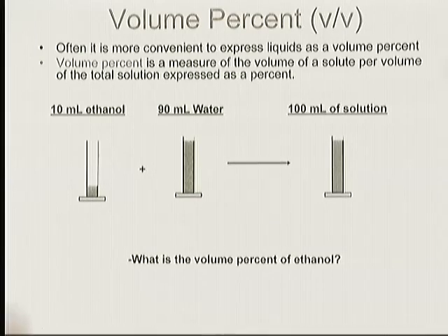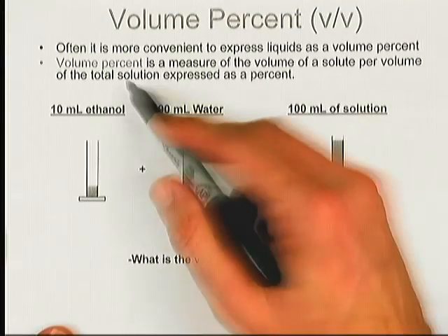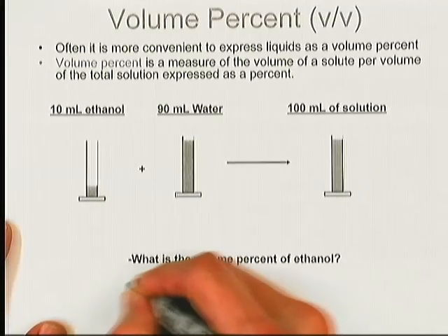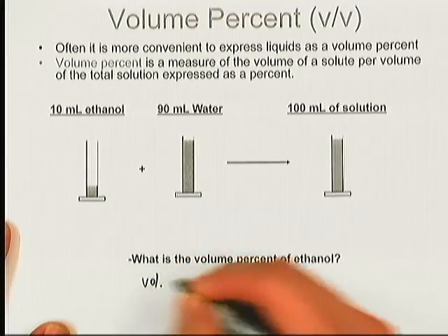So there's no reason why we can't use volume percent to discuss the concentration of liquids, which are miscible with one another. Example of where this might come up is in liquid chromatography. If you're mixing solvents together to make a blend for your mobile phase, you might say it's 80-20, solvent 1 compared to solvent 2, and that's usually a volume percent, okay? So the volume percent is a measure of the volume of a solute per volume of the total solution, expressed as a percent.